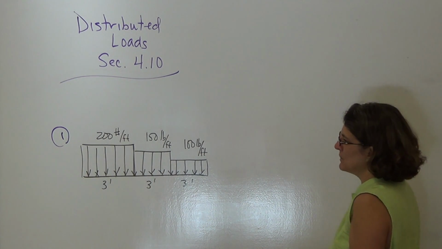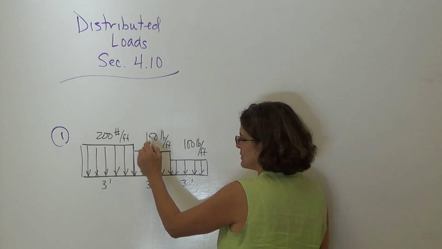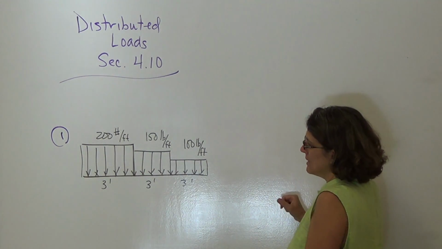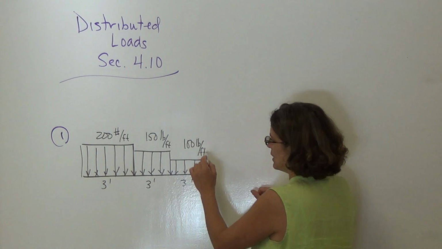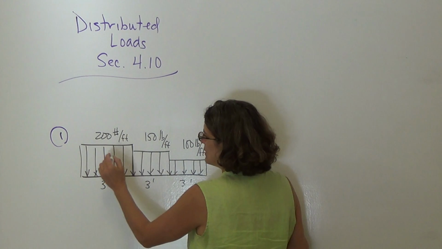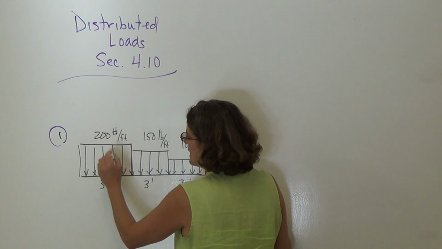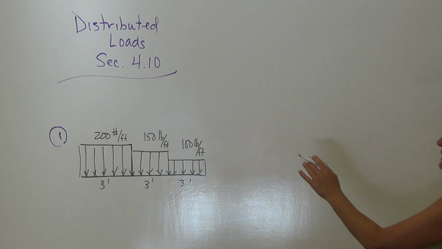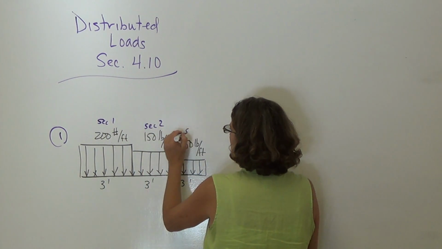So how would you want to divide it? We could divide it and say section 1 has 200 pounds per foot, section 2 has 150 pounds per foot, and the third section is 100 pounds per foot. Or can I look at this whole beam of 9 feet and say the whole beam is subjected to 100 pounds per foot? And then the 6-foot part of the beam is subjected to an additional 50 pounds per foot. And then the last one has another 50 pounds per foot. So I can divide it up any way I want. But I'm going to look at it as 200, 150, and 100. So this is section 1, this is section 2, and this is section 3.